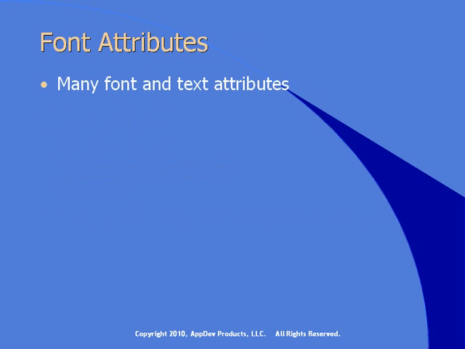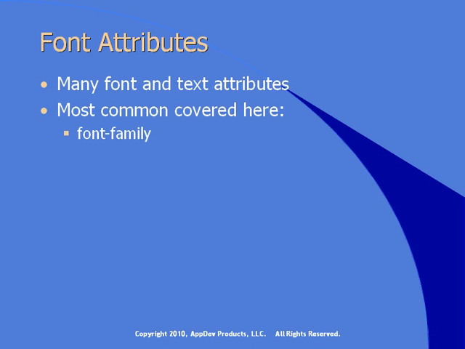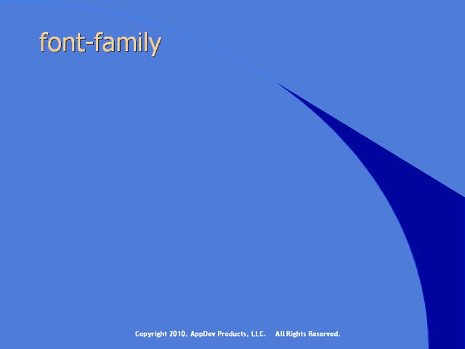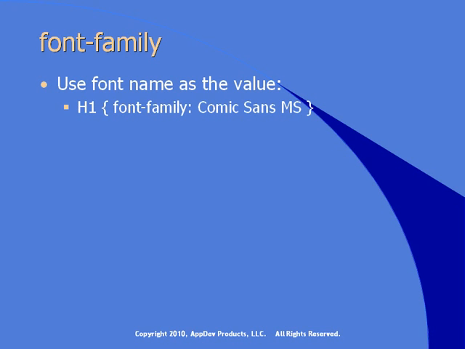There are lots of font and text attributes, and the most common are covered here, including the font family, the font style, the font variant, font weight, font size, and text decoration. Let's start by looking at font family. You use the font name as the value. For example, this style, applied to H1 elements, would use Comic Sans MS as the name of the font family.